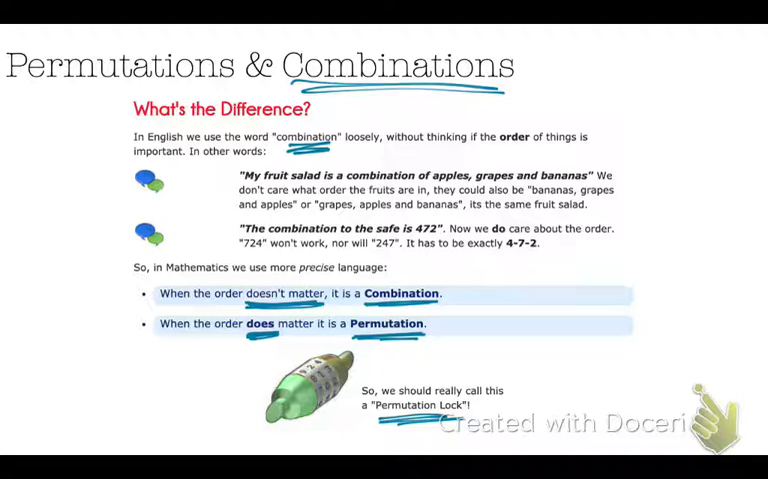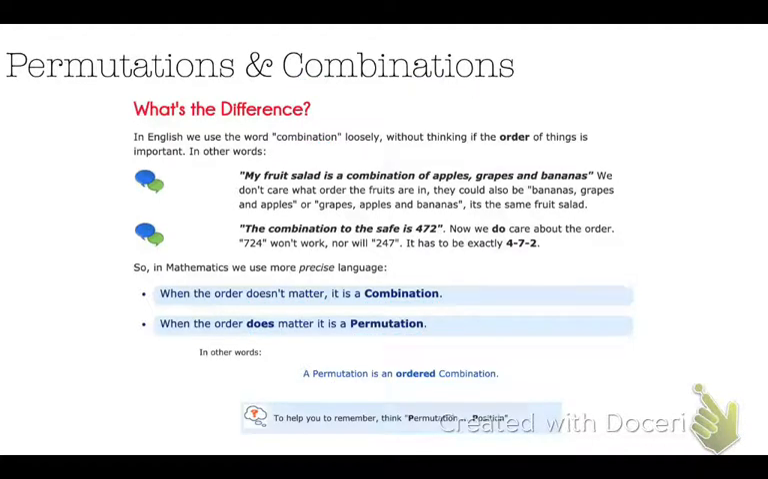Okay, so one way to remember this is a permutation is an ordered combination. And something to help is to think permutation and position. We care what position the numbers are in for the permutation, and for the combination we just don't care. It could be anything.